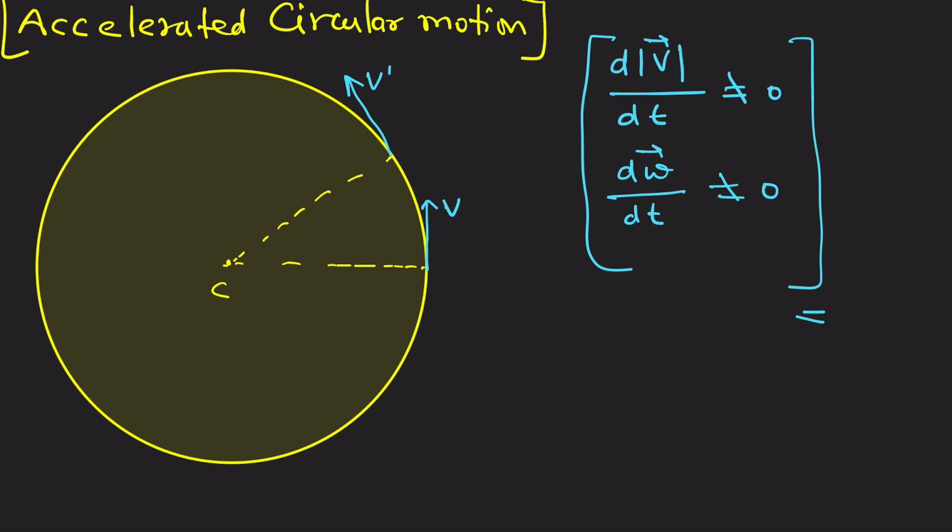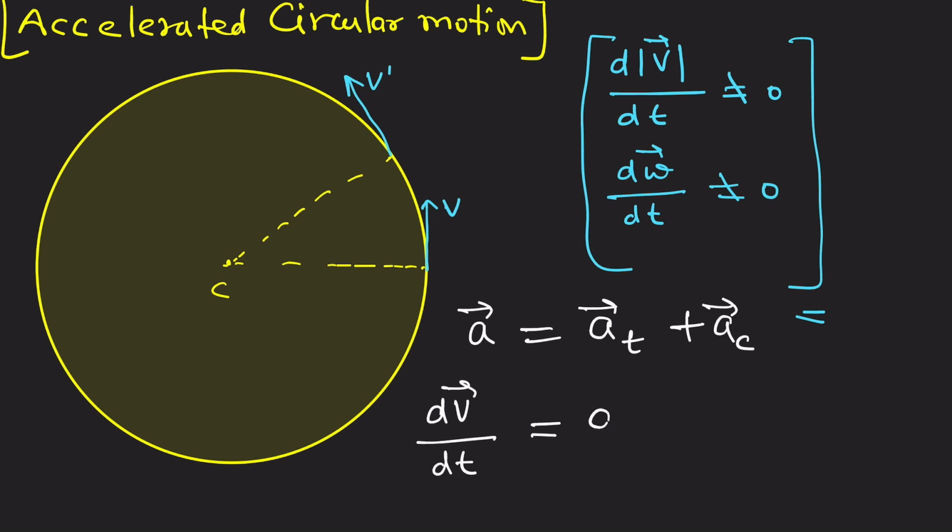It means you are going to have two different accelerations, which are non-zero. If I write the total acceleration, it is going to be equal to a tangential plus a centripetal. There are two accelerations which are going to come: one is a tangential, and one is a centripetal. And this a should come by the differentiation of dv by dt, which is equal to a tangential plus a centripetal.